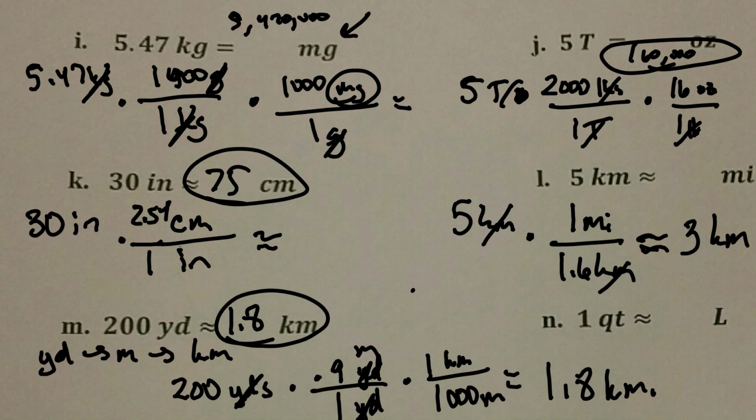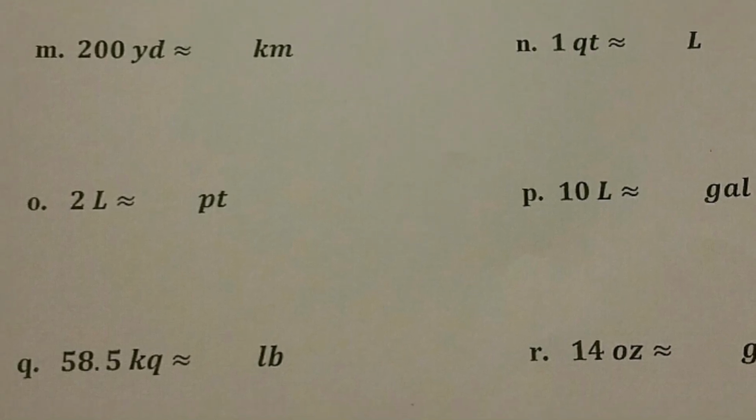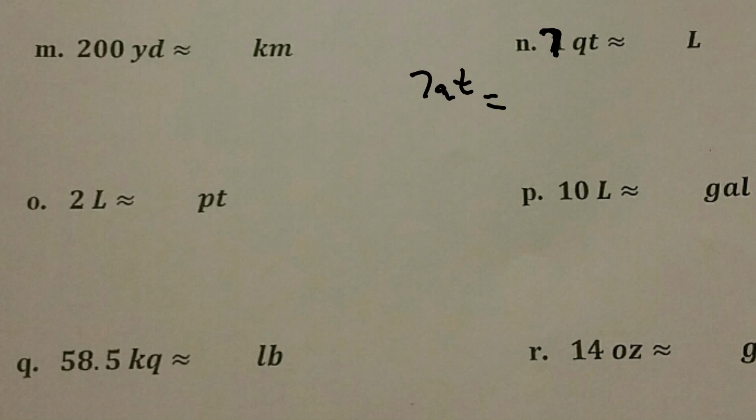All right, I'm going to clear all this, so clean it up a little bit. All right, make this a 7, please. For N, it should be 7 quarts is how many liters? So I'm going to have 7 quarts. If you check your chart, it says that 1 quart is equal to 0.9 liters, or 1 liter is 1.1 quarts. So I'm going to multiply. I want the quarts to go away. So 1 quart is the same thing as 0.9 liters. So 7 quarts is about 6.3 liters.